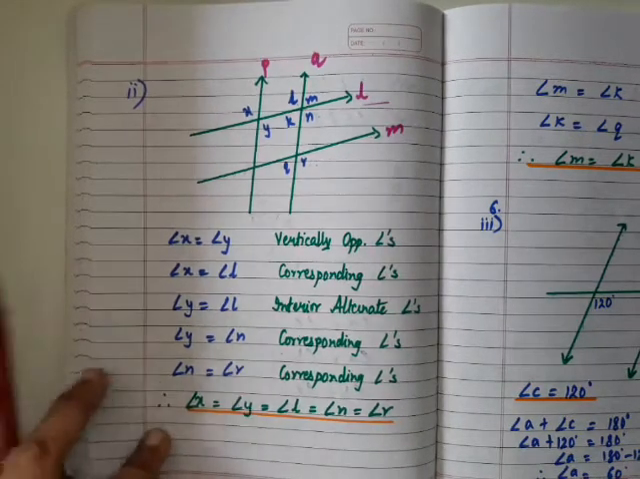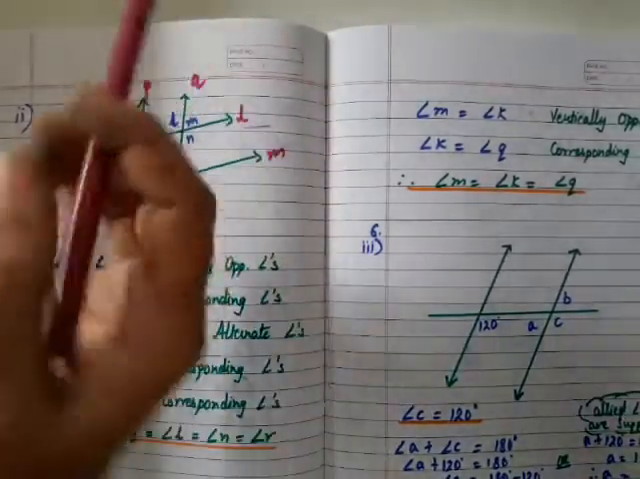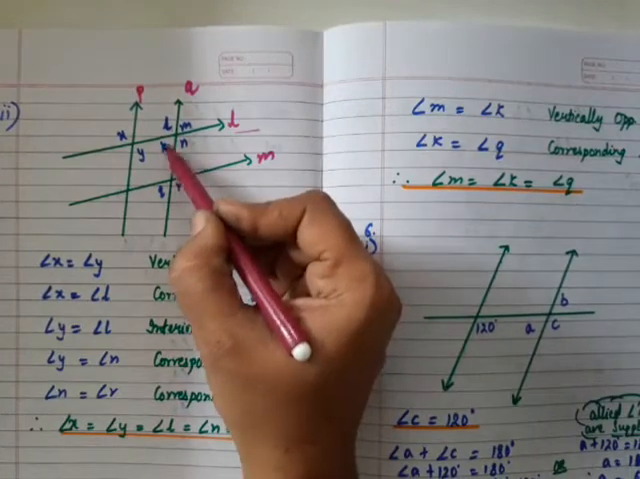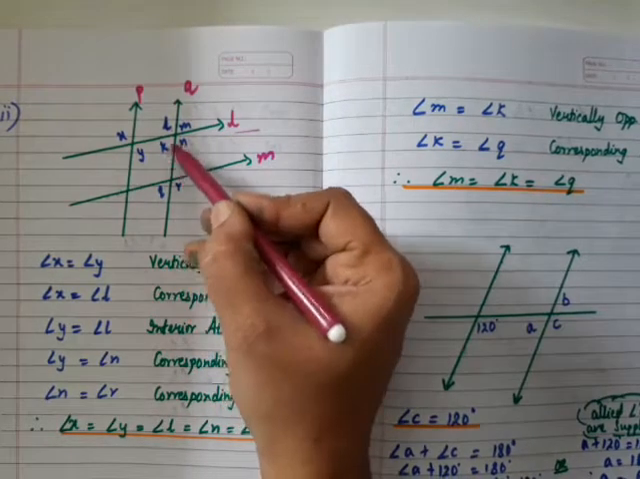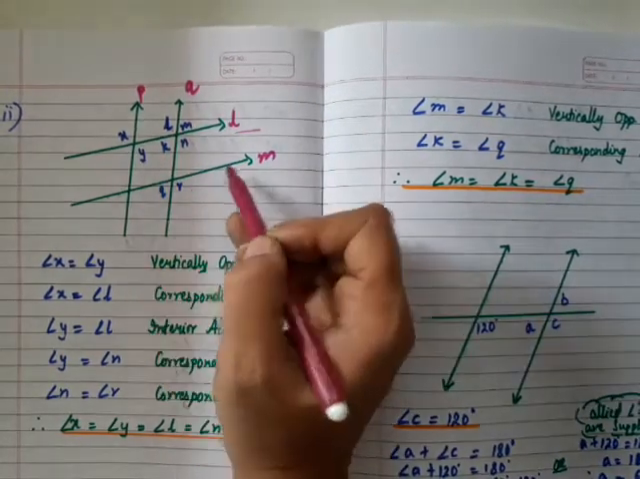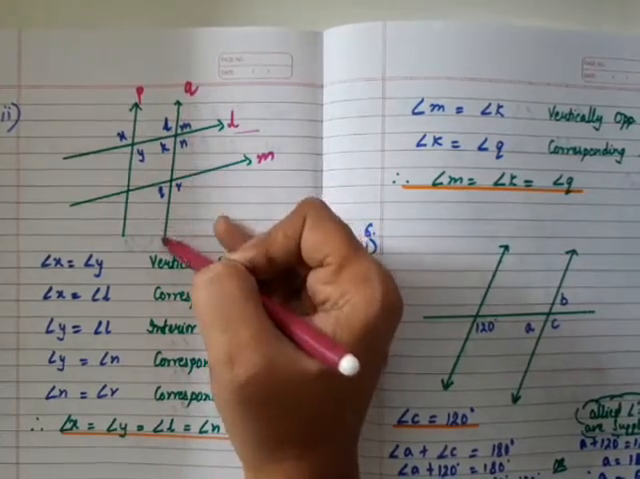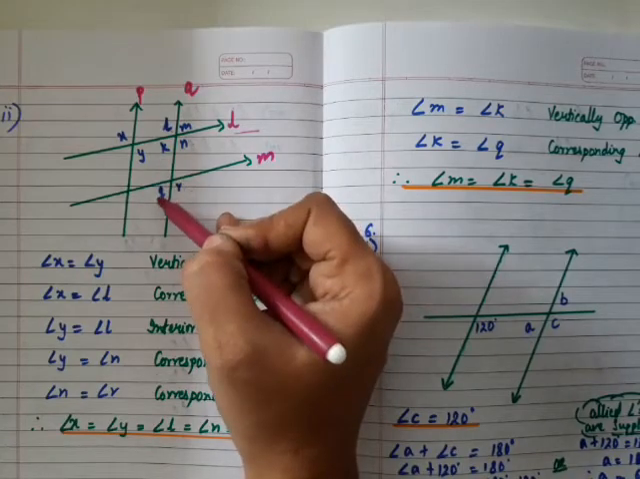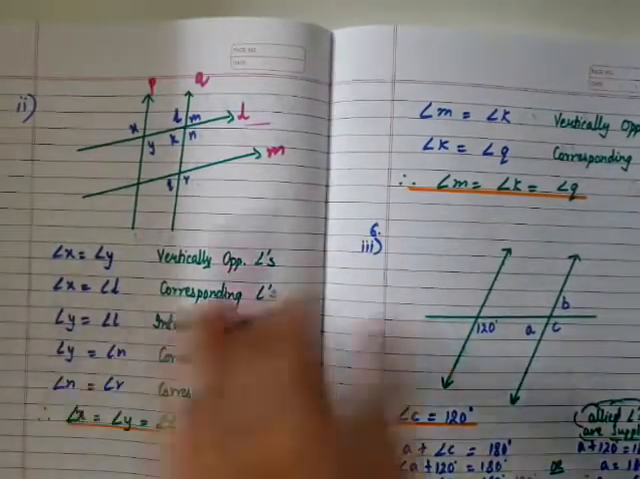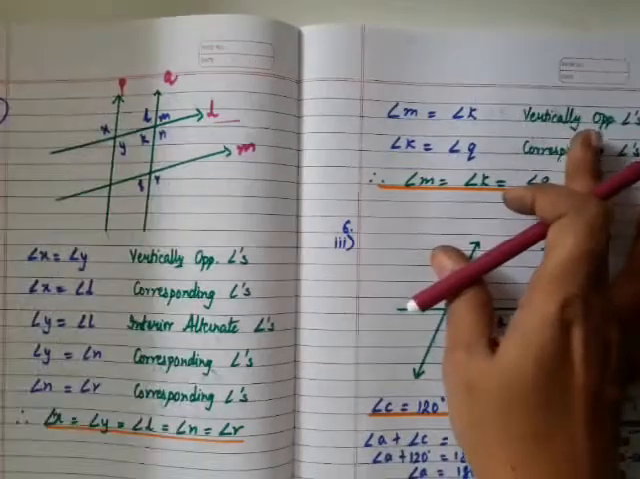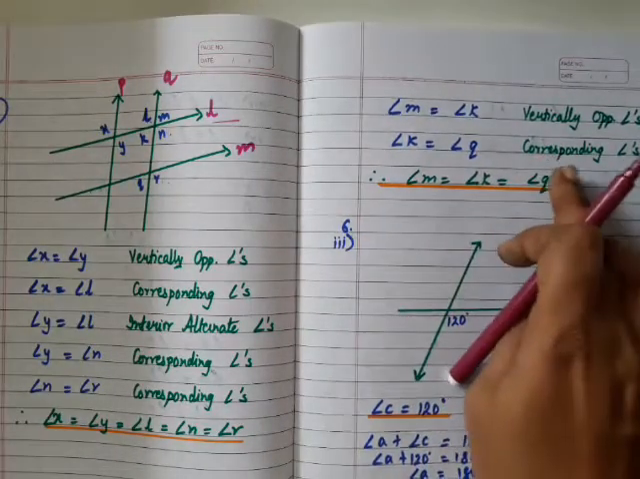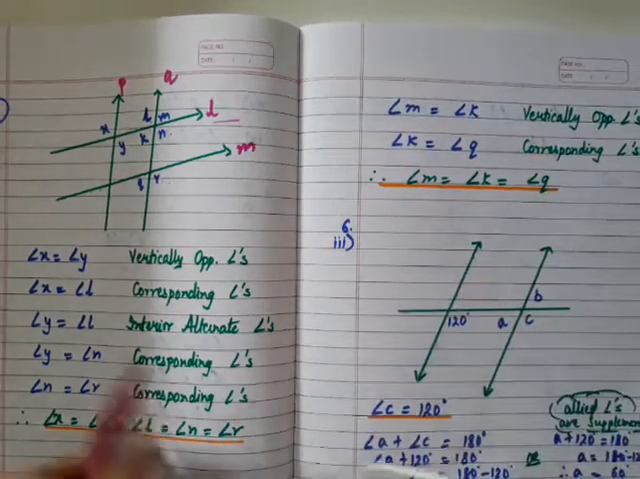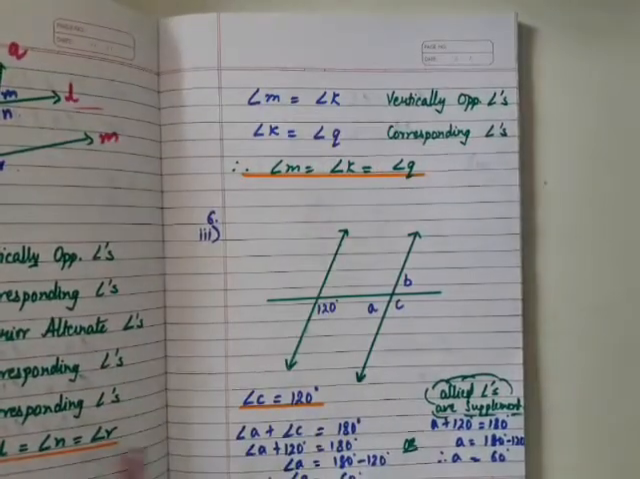The next part, again we are remaining with N, M, Q and K. So let's see, M and K, they are equal. Why? Vertically opposite angles are equal. And if I see L and M are the parallel lines and Q is acting as the transversal, so Q equals K because they are corresponding angles. So M equal to K, that is vertically opposite angles, and Q equal to K, that is corresponding angles. So which three angles are equal? M equal to Q equal to K. These three angles are equal.